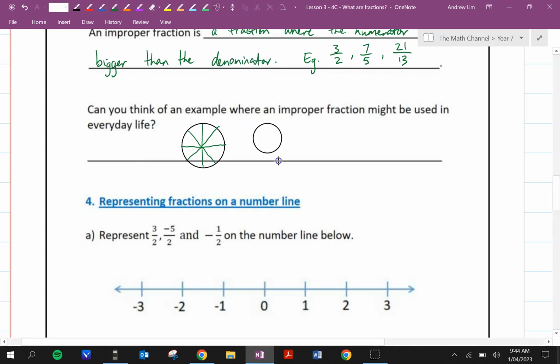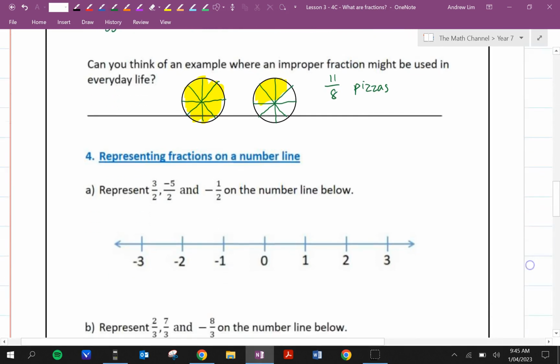So let's draw another one of these. Let's say someone ate 11 slices. That's all 8 of these, plus another 3 slices. That means they ate 11 out of 8 pizzas. So this is an example when an improper fraction might be used.